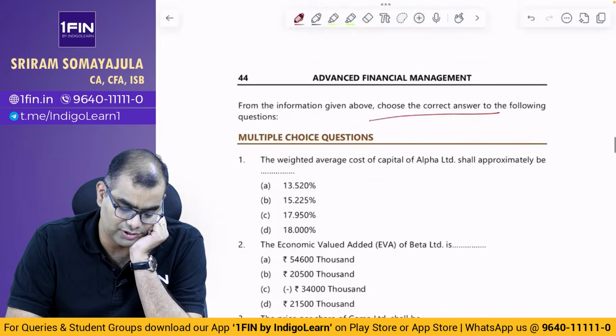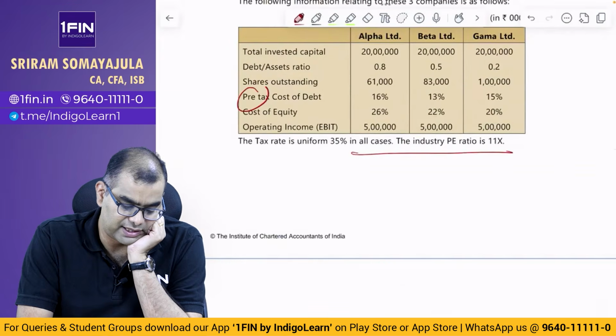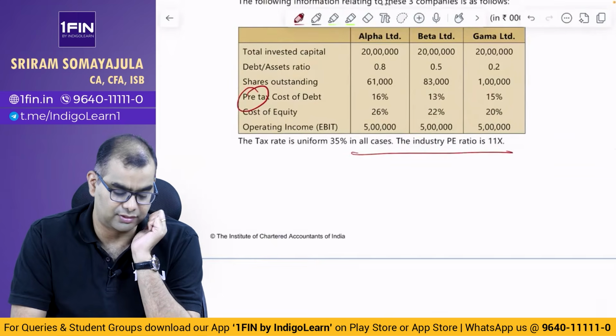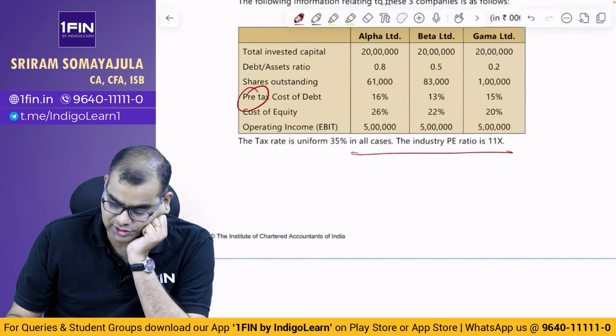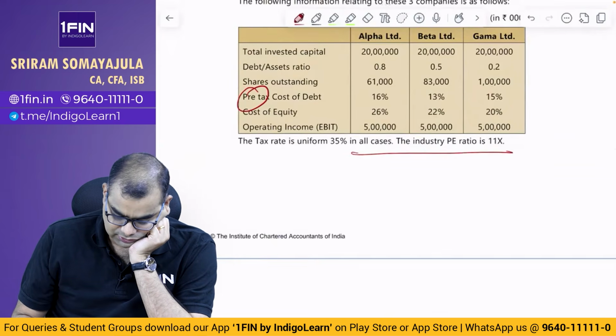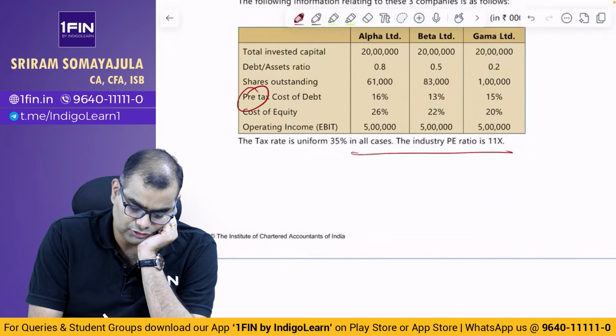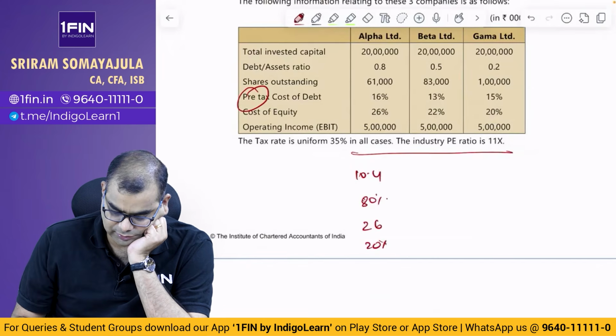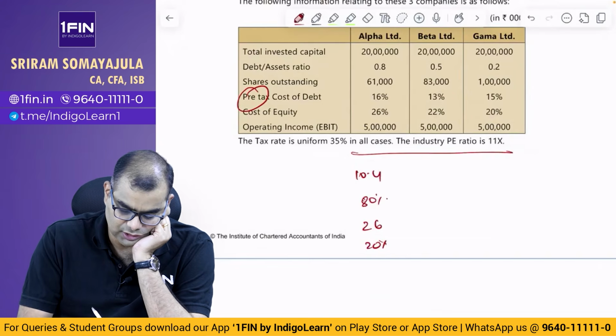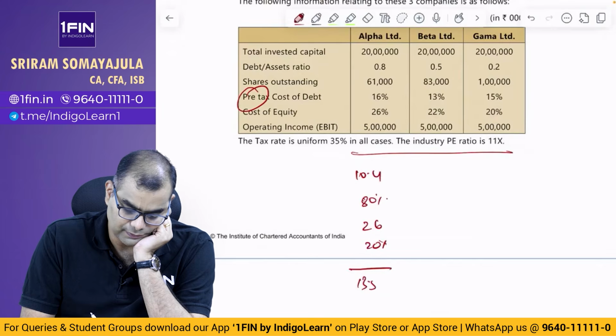WACC of Alpha shall be how much? Now, this is pre-tax, so please be careful. You should compute cost of debt post-tax. So, 16 into 0.65 is 10.4, and the weight is 80%. Then 26, weight is 20%. 10.4 into 0.8 plus 26 into 0.2 gives 13.52.